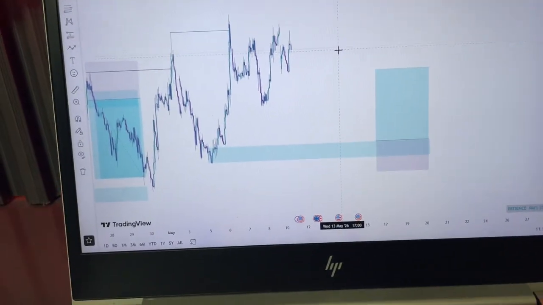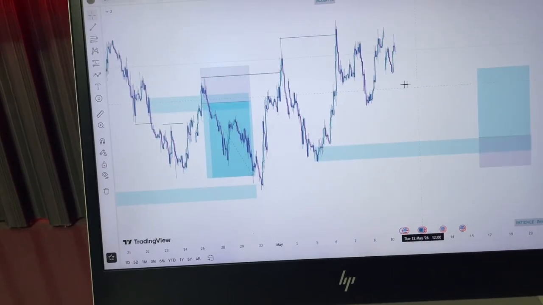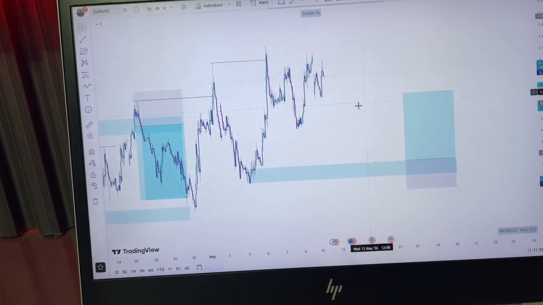Nothing really much. So this is it for Euro USD. This is my current observation on this particular pair.